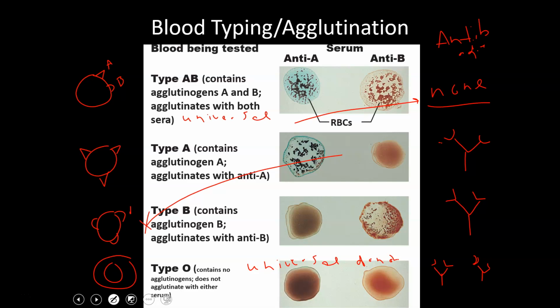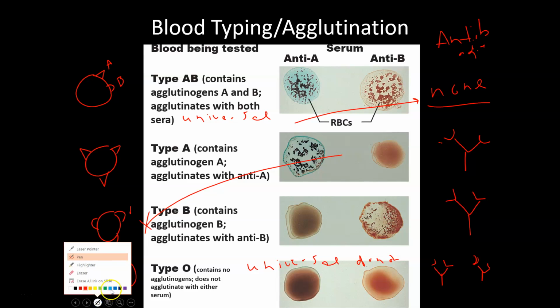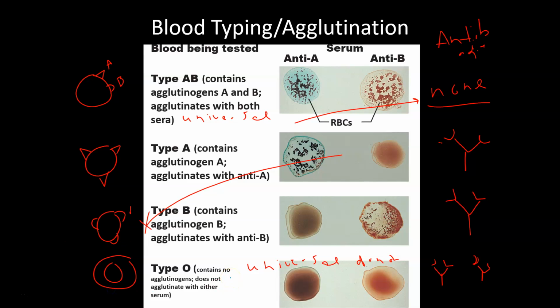Now, to complicate this factor, there is another antigen that can be present on the surface of some of our cells. There's actually several, but one of them is called the D antigen. And if the D antigen is present, then we give them a positive. And if it's not, we give them a negative.